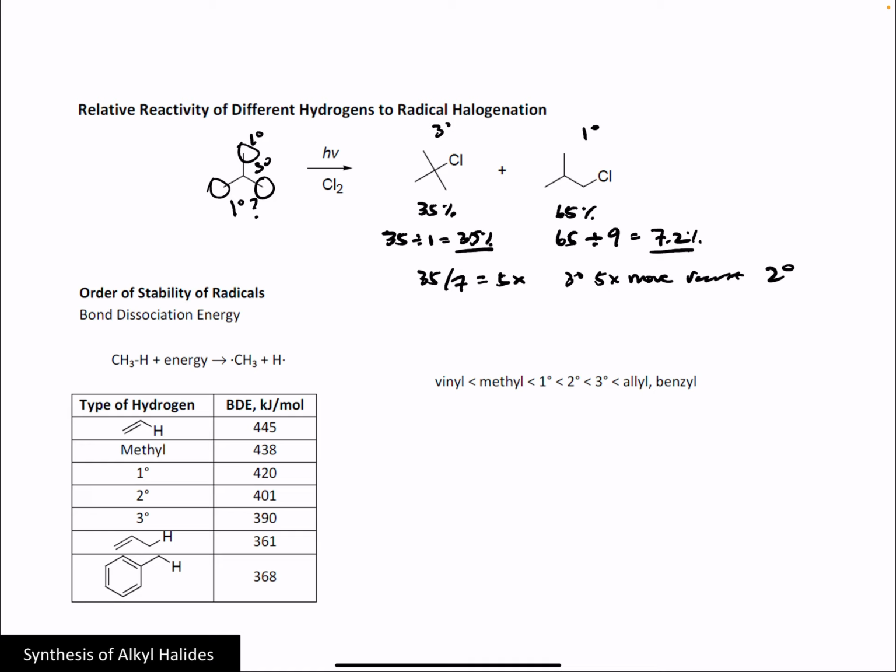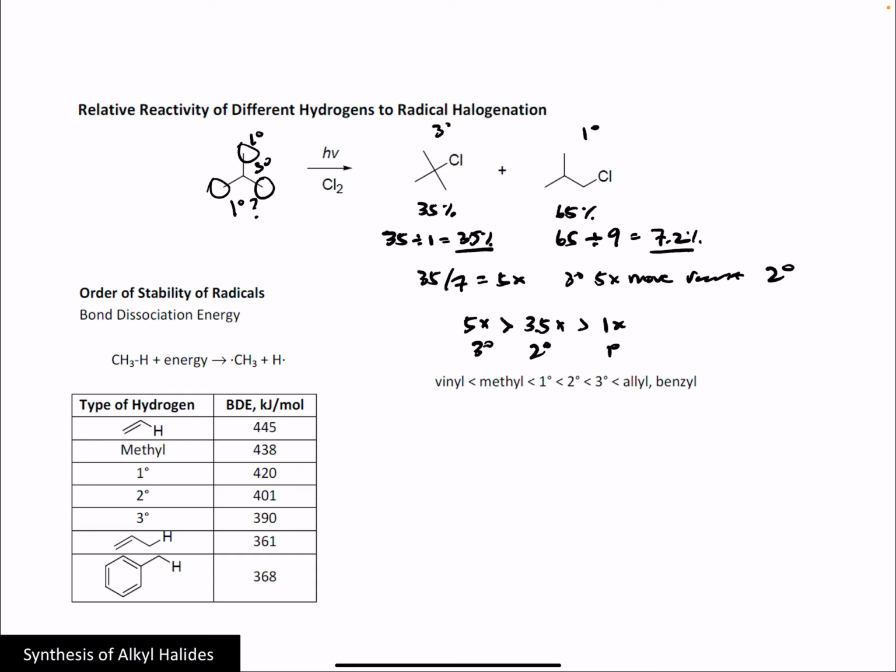And if you do this again, you can find out that... where are my other numbers? Where's my numbers? I think it's 3.5. Where is that? It's missing. Anyway, I think what you get is that the tertiary is 5 times faster. And I think it's 3.5 times and then 1 time. So tertiary is the fastest formed, the most easily formed. All right, for chlorination.